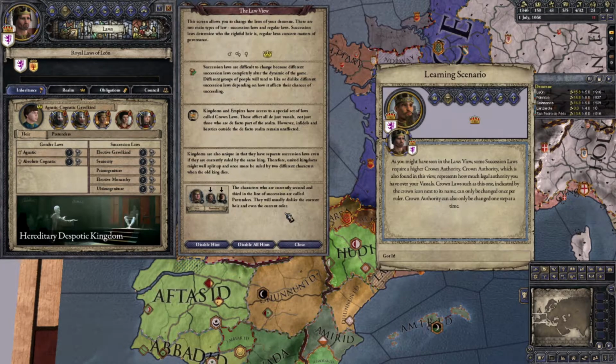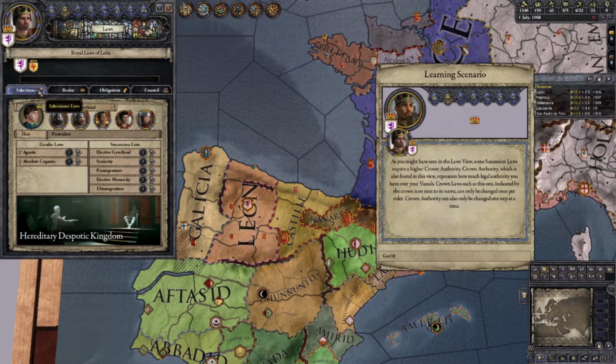Kingdoms are also unique in that they have separate succession laws, even if they are currently ruled by the same king. Therefore, united kingdoms might well split up and once more be ruled by different characters when the old king dies. The characters who are currently second and third in the line of succession are called pretenders, and they will walk 500 miles. They will usually dislike the current heir and even the current ruler.